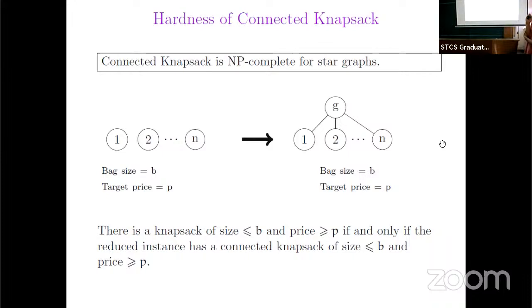Oh, here is another easy reduction. We reduce from the knapsack problem to this connected knapsack on a star. Simply add a global vertex whose value is 0, weight 0, and connect it to everyone. So you always pick this global vertex and get connectedness for free. And hence, if there is a subset of items whose size is at most b and value is at least k, then that same subset gives you the solution here.